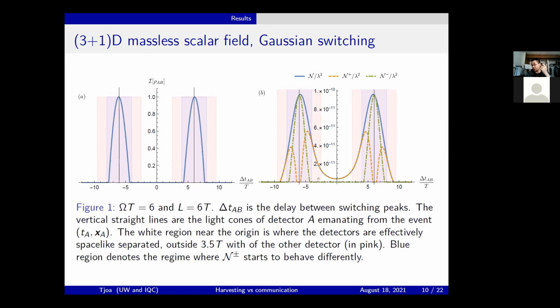Now, the white region in the center here is basically the effectively spacelike region. So these are way outside the strong support of the Gaussian function. This entanglement can be regarded as basically spacelike entanglement harvesting. In this case, the spacelike entanglement harvesting is not 0, and you can check that the communication-based one is essentially 0.